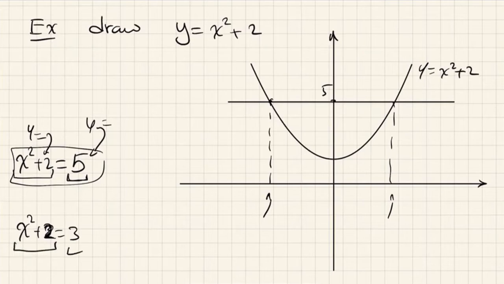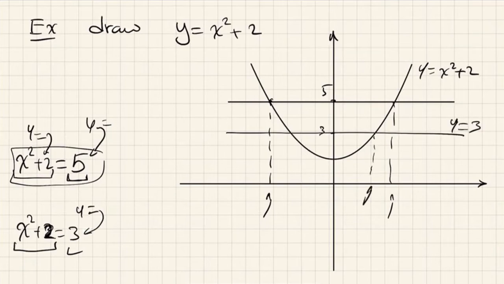I need to draw y equals 3. Okay, so I will go to the point number 3 and draw the line y equals 3, and this will be the solutions of this. Okay, suppose that I will make it a little bit tough.